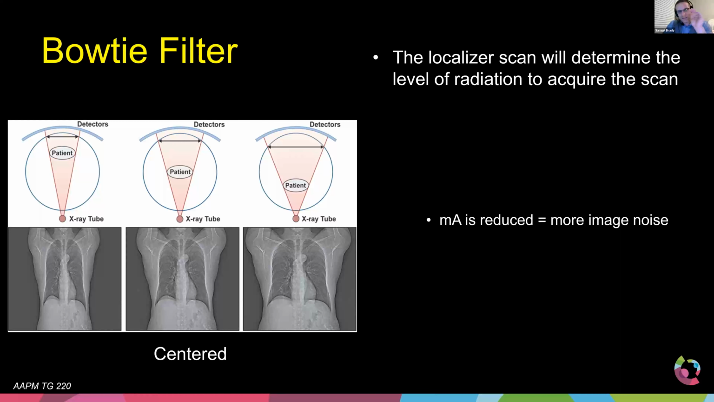Now let's get back into the specifics. We talked quite a bit about the bow tie filter. Why is it essential that we put the patient at the center, more so than putting the anatomy we're imaging at the center? So we're not centering on the heart, and we're not pushing the spine up or down. We want to put the patient at the center. And here is one of the reasons why.